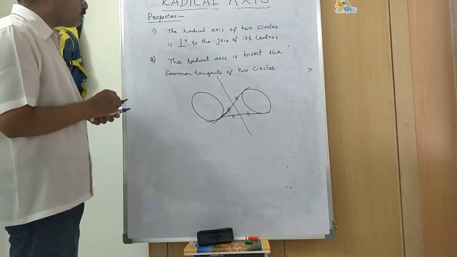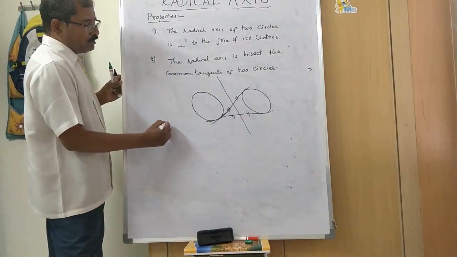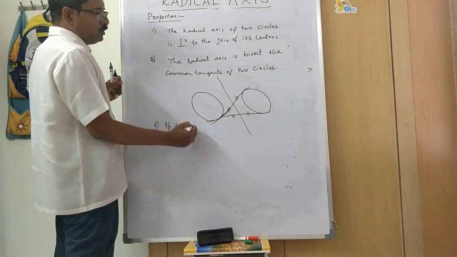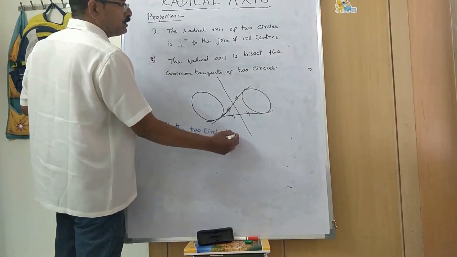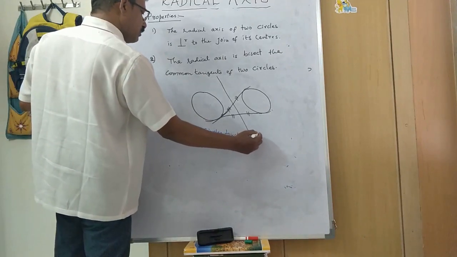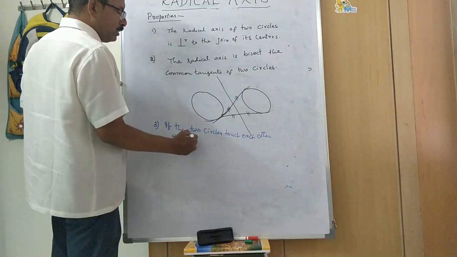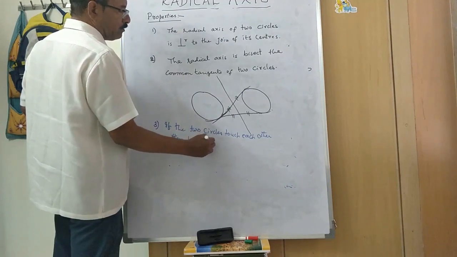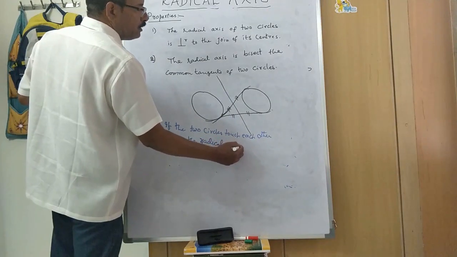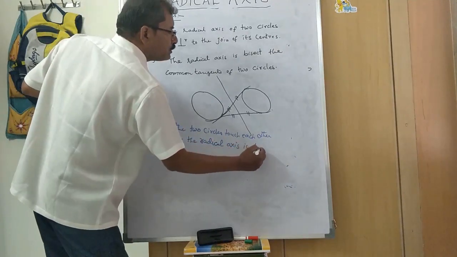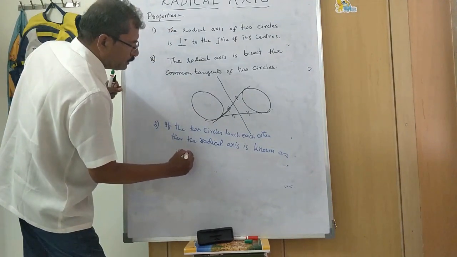And then the third one we already discussed. If the two circles touch each other, then the radical axis is known as their common tangent.